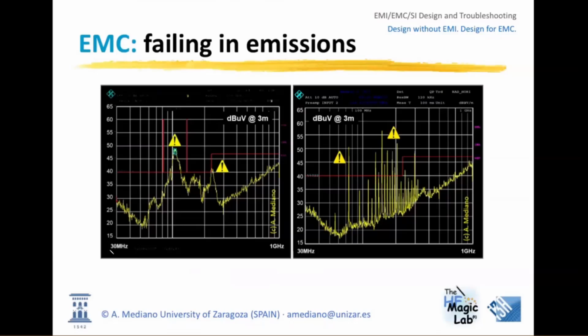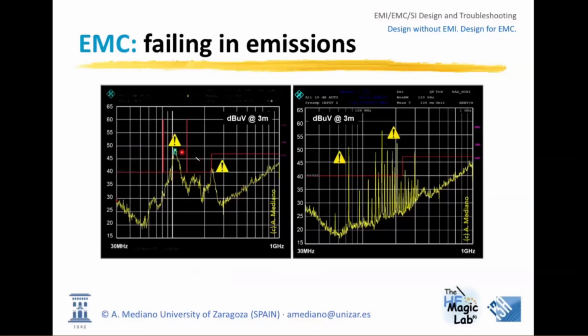And we have two typical possibilities. Perhaps we have this kind of failure, where we can find this kind of mountain, no? We are failing in this area. Let me try if I can use the pointer. We are failing in this area, where you can see that close to 100 megahertz, I have 10 to 15 dBs over the limit. The limit is the line that is in red color.